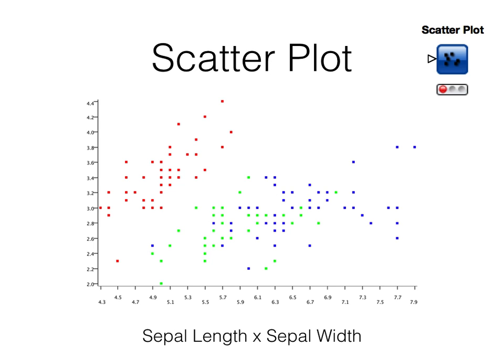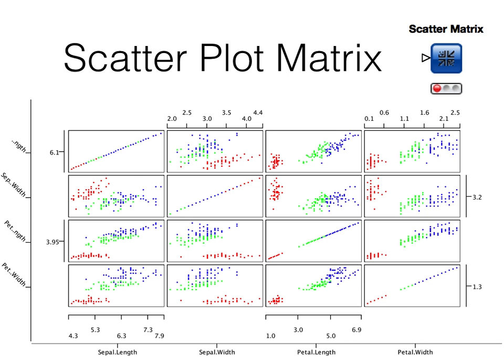So if we want to look at several scatter plots together, then we use something called a scatter plot matrix. And in KNIME, you use a scatter matrix. So this is plotting, so it's 4 by 4. So it's just taking each attribute in turn. So for example, on the top left, we're plotting sepal length with sepal length. That's why it's a line.